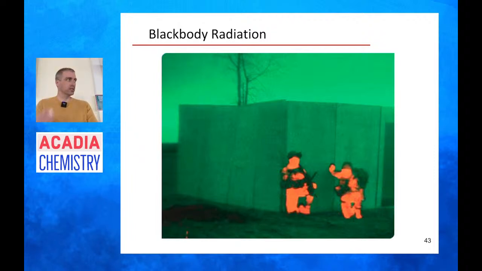So if you're able to look at somebody, you can actually pick them out because they are glowing. Just not a wavelength of light that we can see with our eyes.